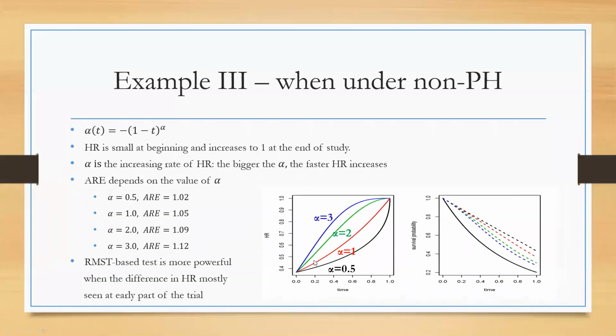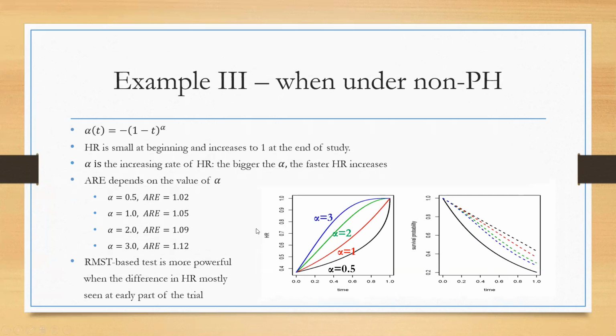So here is the opposite, right? At the beginning, there's a big treatment benefit, but gradually the treatment benefit disappears, approaching one towards the end of your trial. So in those cases, there's early benefit. The ARE is actually greater than one. The RMST is more powerful than the log-rank test. And the log-rank test in this case, for example, needs 10% more patients in order to have the same power as the RMST-based test, right?